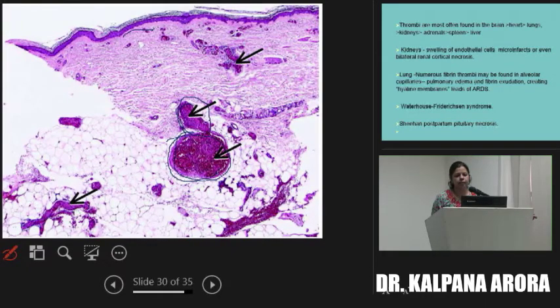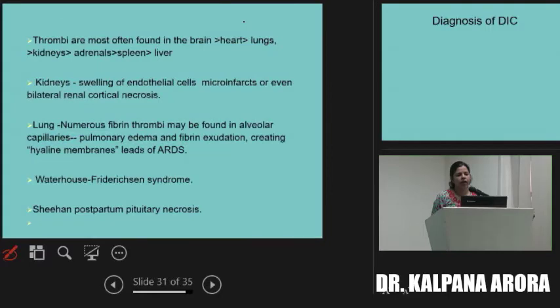in all the blood vessels. These thrombi are most commonly found in the brain, followed by heart, lungs, kidney, adrenals, spleen and liver. In the kidney, you can get microinfarcts or even bilateral renal cortical necrosis. In the lung, numerous fibrin thrombi can be seen, which lead to pulmonary edema and fibrin exudation leading to hyaline membranes. It can lead to Waterhouse-Friderichsen syndrome.